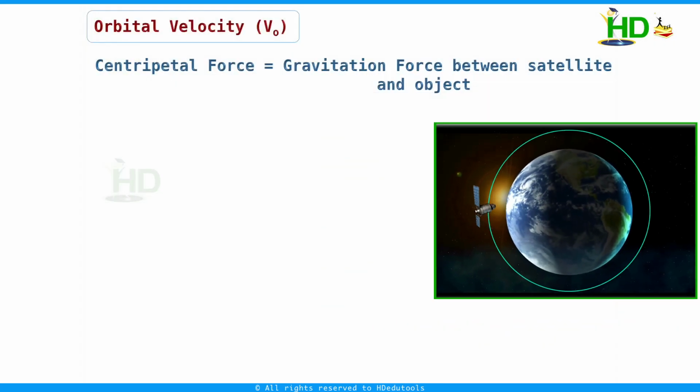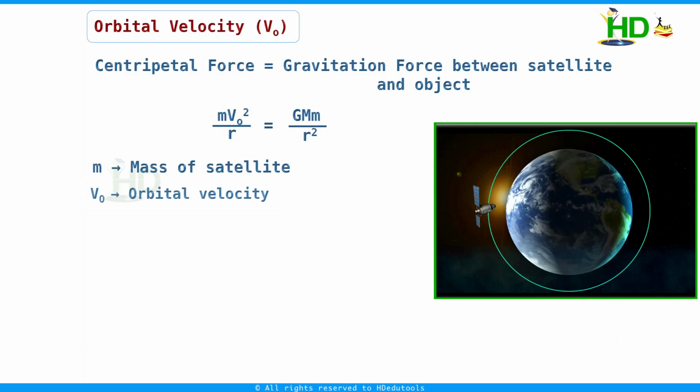Now in this case, the centripetal force is equal to the gravitational force between satellite and planet. If we consider the object is moving with velocity v0, this v0 is the orbital velocity, then centripetal force is m v0 square by r. This is equal to the gravitational force between satellite and planet, which is G M m by r square. Here small m is the mass of the satellite, v0 is the orbital velocity, capital M is the mass of the planet, r is the distance of the satellite from the center of the Earth, and capital G is the universal gravitational constant. From this we can write v0 square equal to G M by r.